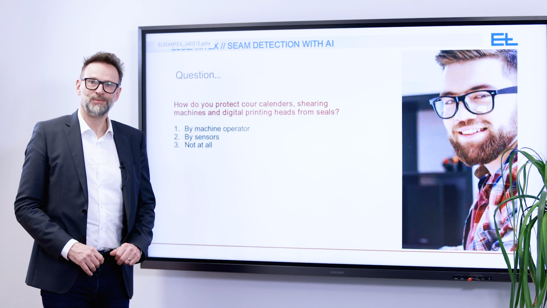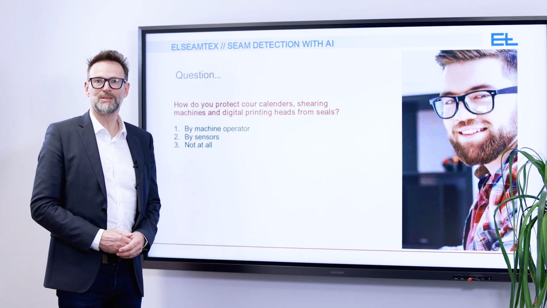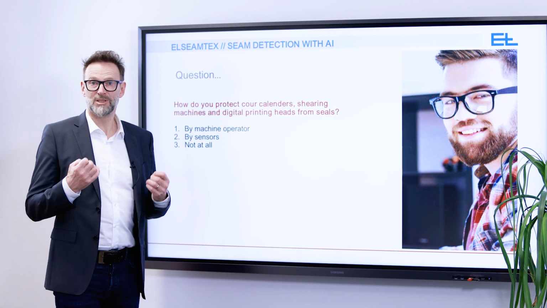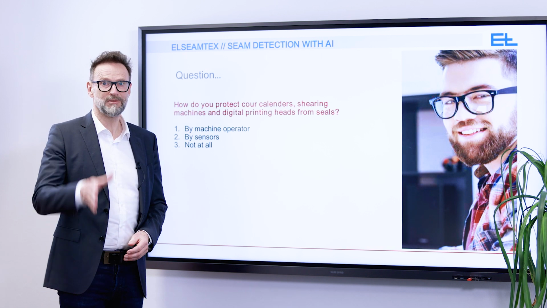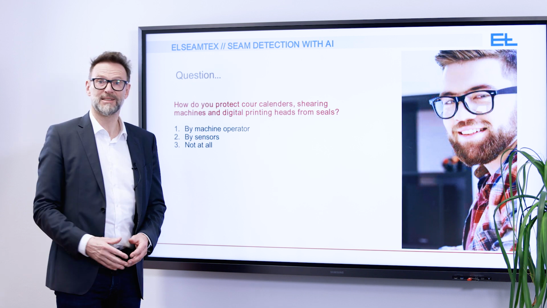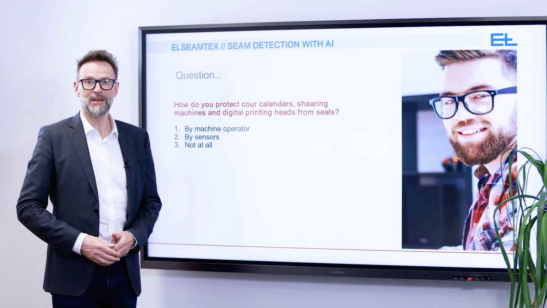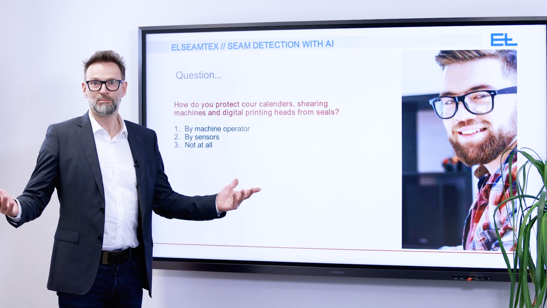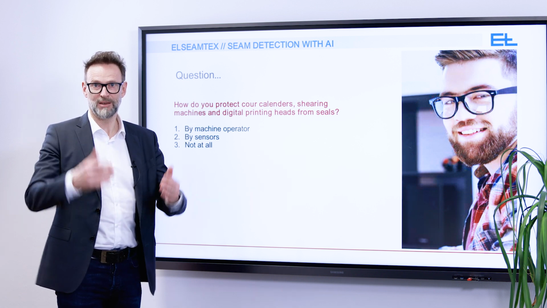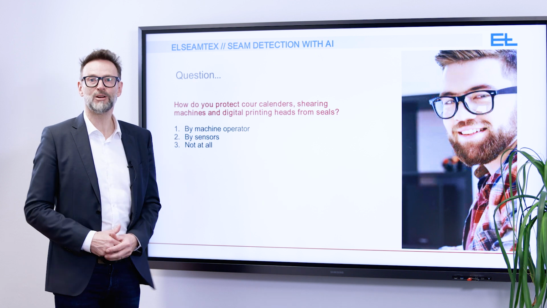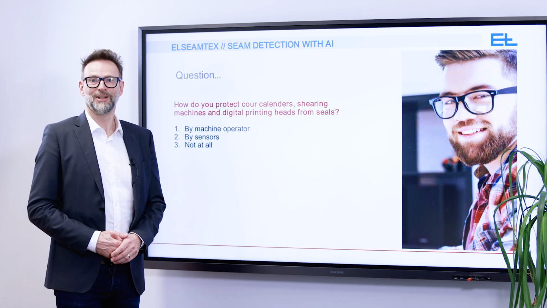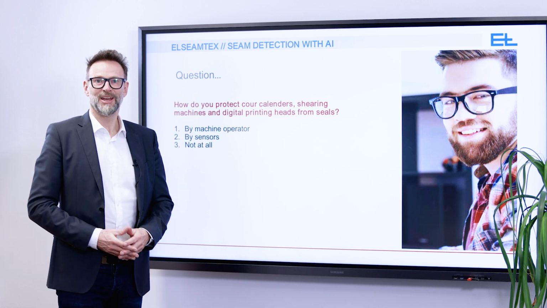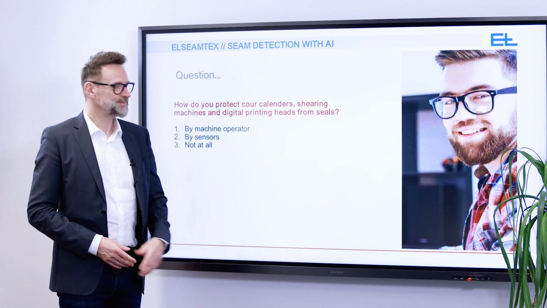My question to you: how do you detect your seams until now? Do you have a machine operator who's skilled enough and responsible enough to really define, okay, that's the seam, so let's do something? Do you have already a seam detector somehow, or don't you care at all? Please, if you have some answers, leave them in the comments, and that will give us some more information about the status out there in the production units of the world.